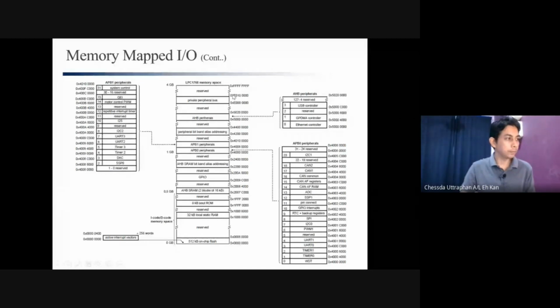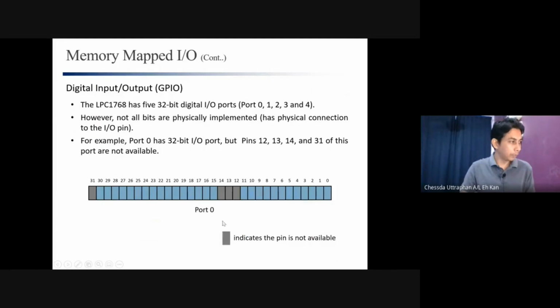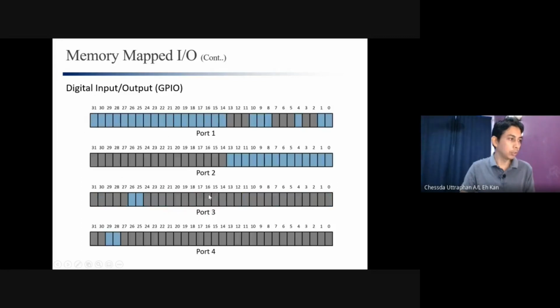The memory is divided into many segments, and each segment is dedicated for a specific function. We also have learned how to configure the I/O port to be input or output. We have 5 ports: port 0, port 1, port 2, port 3, and port 4, and each port is divided into 4 bytes: byte 0, byte 1, byte 2, and byte 3. We learned this in the chapter last week.